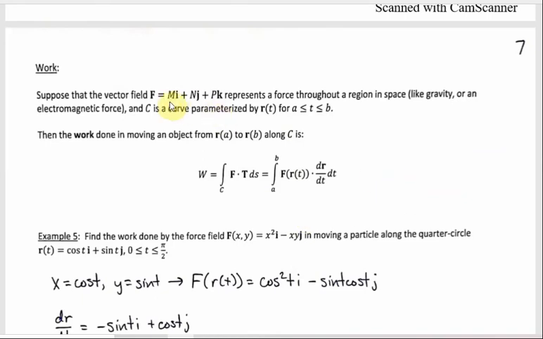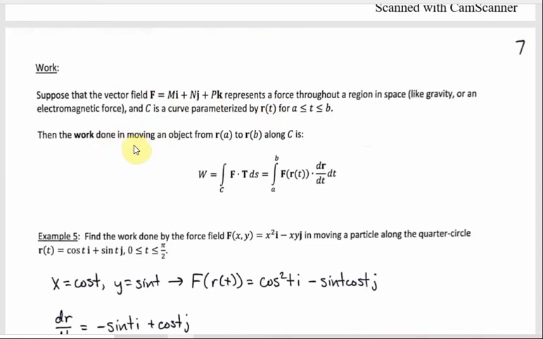So now F is a vector field that represents force throughout a region in space, something like gravity or an electromagnetic force. I guess those are the easy ones. So we still just have some vector field F, but now it's supposed to represent something, right? So there's the applied part. Now it's a force throughout some region in space and a curve parameterized by r.